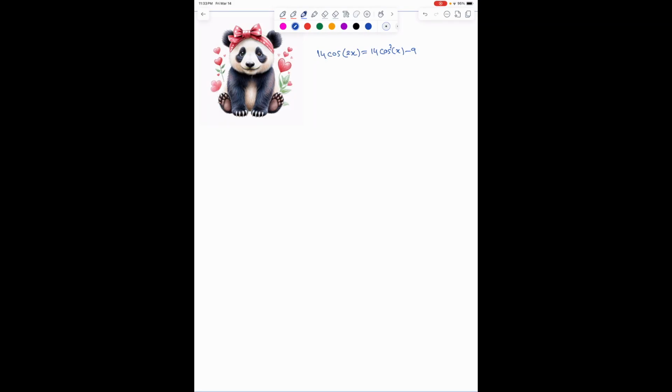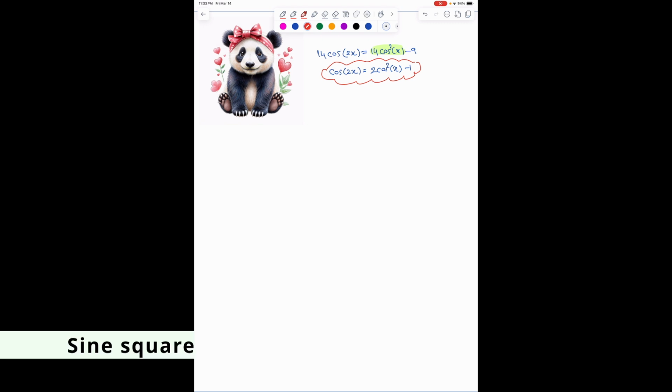To solve the equation 14 cosine 2x equals 14 cosine square x minus 9, you're going to use the double angle identity for cosine. Which one you use depends on how you perceive the question. In this case, I have cosine square, which means I don't need to see a sine square, so the identity I will be using is cosine 2x equals 2 cosine square x minus 1. That is the identity that doesn't have a sine square, so I will not make my life miserable.